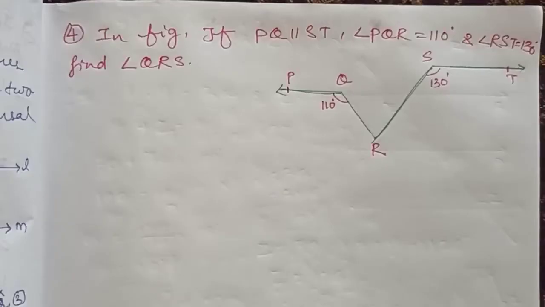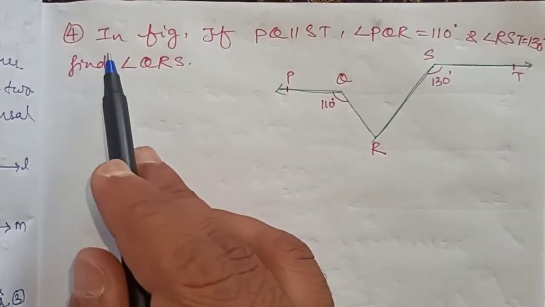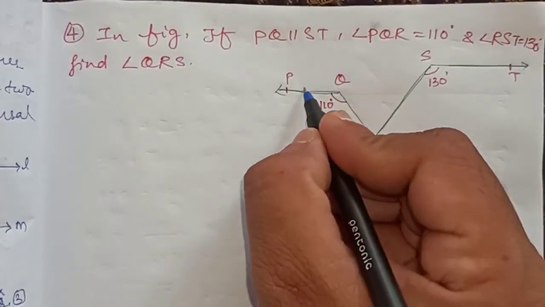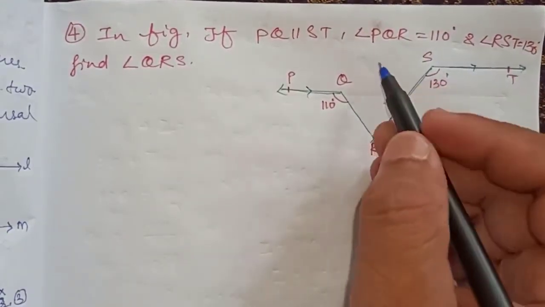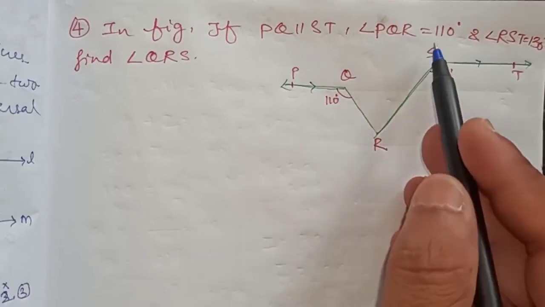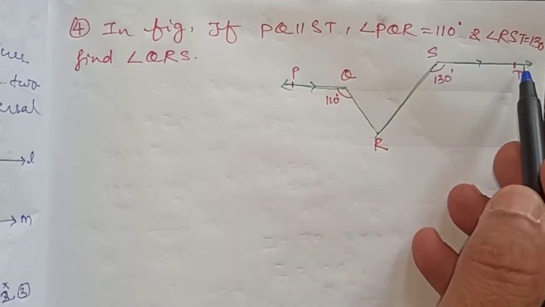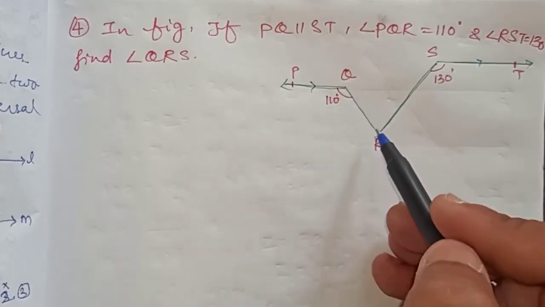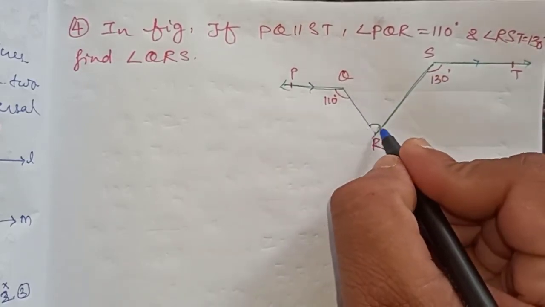Okay, next. Now question number 4. In question number 4 it is given in the figure, PQ is parallel to ST, and angle PQR equals to 110 degree and angle RST equals to 130 degree. Find angle QRS. We have to find out this angle.